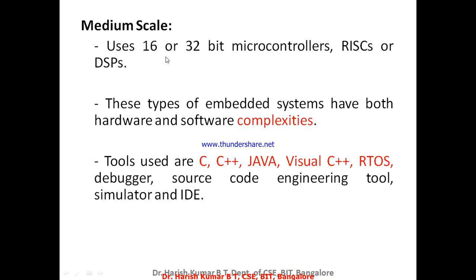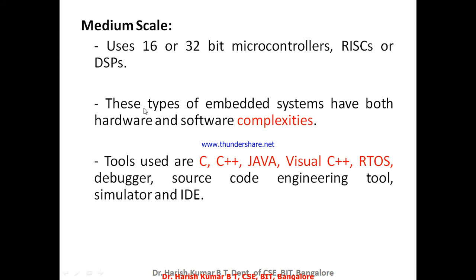Now, medium scale embedded systems use 16 or 32-bit microcontrollers, and some used the RISC processors, and some used the digital signal processors also. And this type of embedded system has both hardware and software complexities a little higher compared to the small scale embedded system. And the tools used in the small scale embedded system were simple editors with the assembler to manually assemble the programs written for the small scale embedded system, and there were simple integrated development environments also.